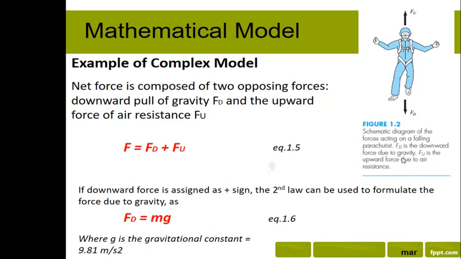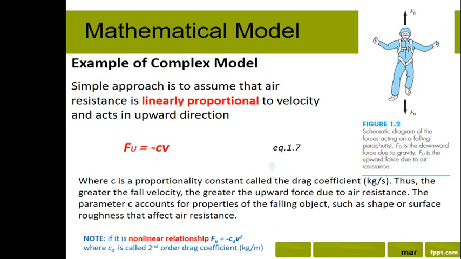So the second law can be used to formulate the force due to gravity as Fd equals mass times the gravitational acceleration, which is equal to 9.81 meters per second squared. The drag force, for the upward forces, assumes that air resistance is linearly proportional to velocity and acts in an upward direction. We can compute the upward force using the formula.